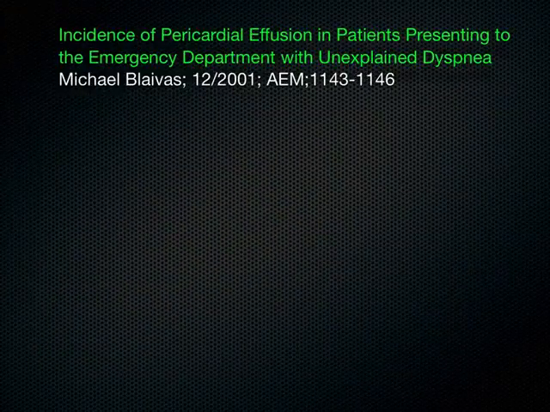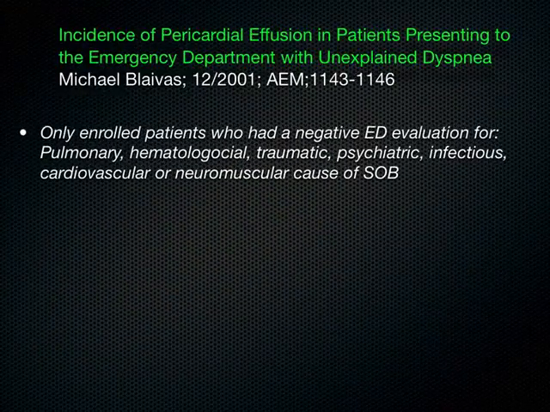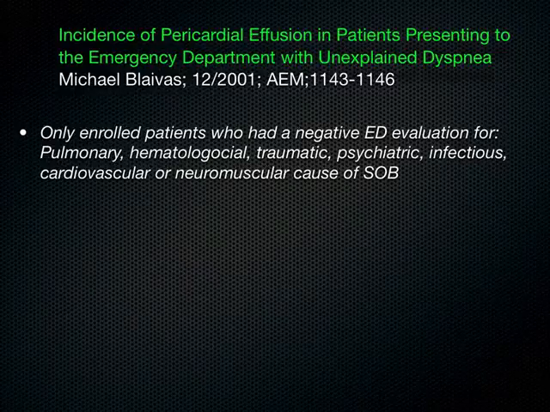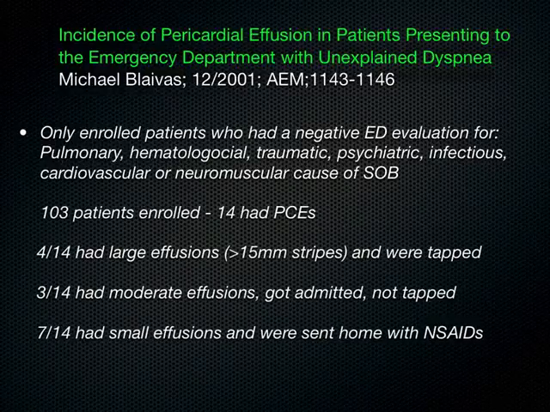And then another study by Mike Blavis showed that if you take patients who have a negative workup for any cause of shortness of breath, 14 out of 103 had pericardial effusion there. And so this is somebody who has unexplained dyspnea, 14 of 103 having pericardial effusions. And that's something to consider. How large or small the effusion is obviously plays into it.